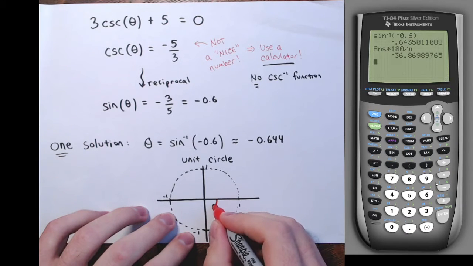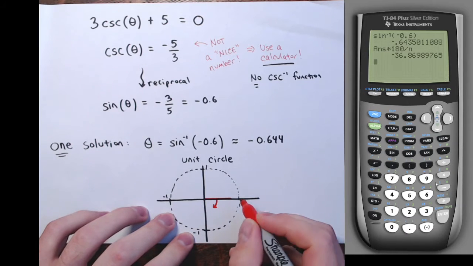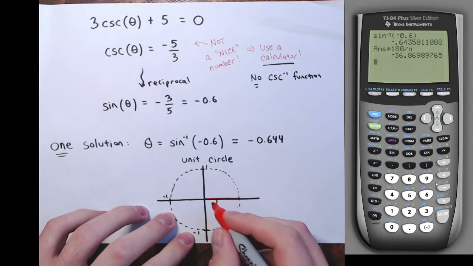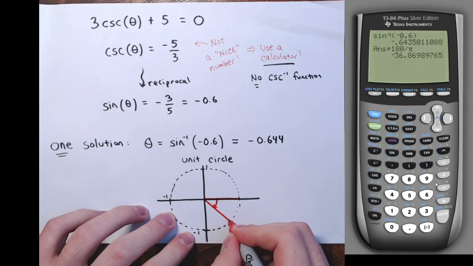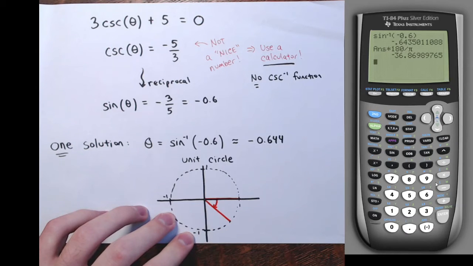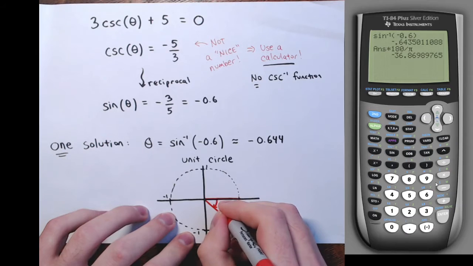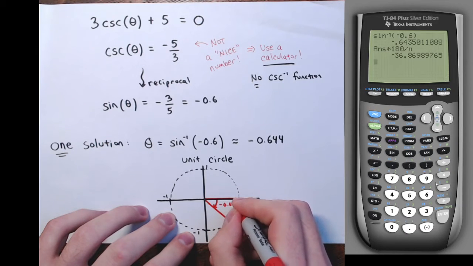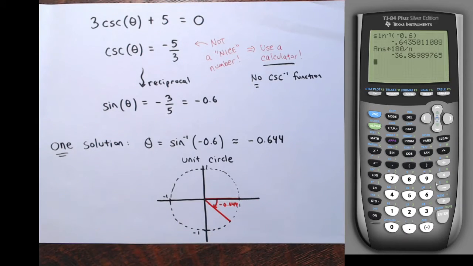So here, again, you always start at the positive x-axis when drawing angles in standard position. And we're talking about this angle here in quadrant 4. It's negative 0.644 radians. Right? And remember what it does.